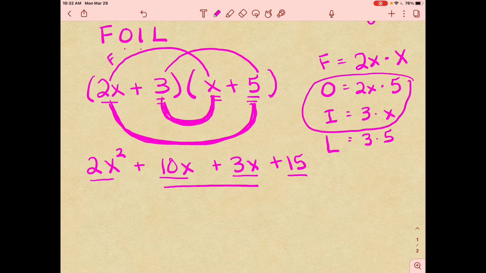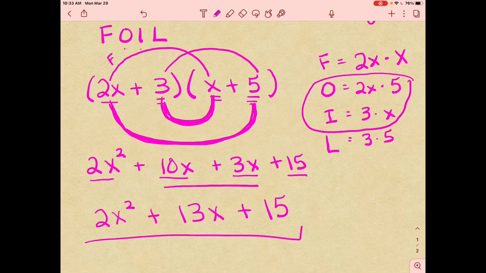In this case, what we see is 10x and 3x can combine. So we have 2x squared plus 10x plus 3x is 13x plus 15. And then we are done multiplying our binomial. And we have 2x squared plus 13x plus 15.